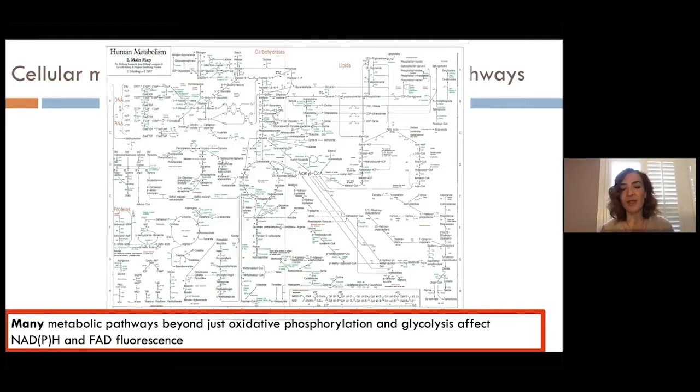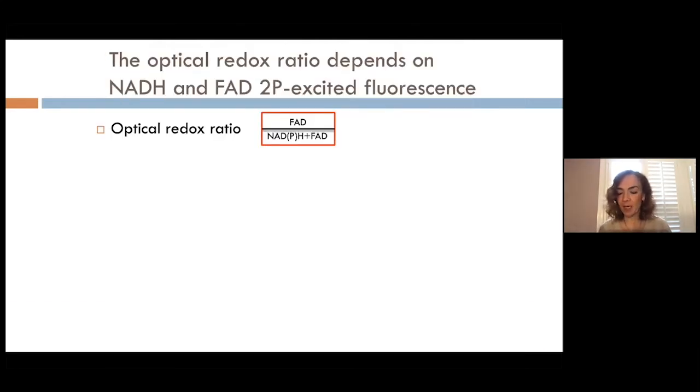So many metabolic pathways besides oxidative phosphorylation and glycolysis can affect NADH and FAD fluorescence. Can we still use them to get information that's meaningful and can help us improve our understanding of tissue function and disease? And of course, I think that's the case. The way we are trying to address this problem is by taking a multi-parametric approach. Let's see what different aspects of metabolic function we can characterize using these endogenous signals.